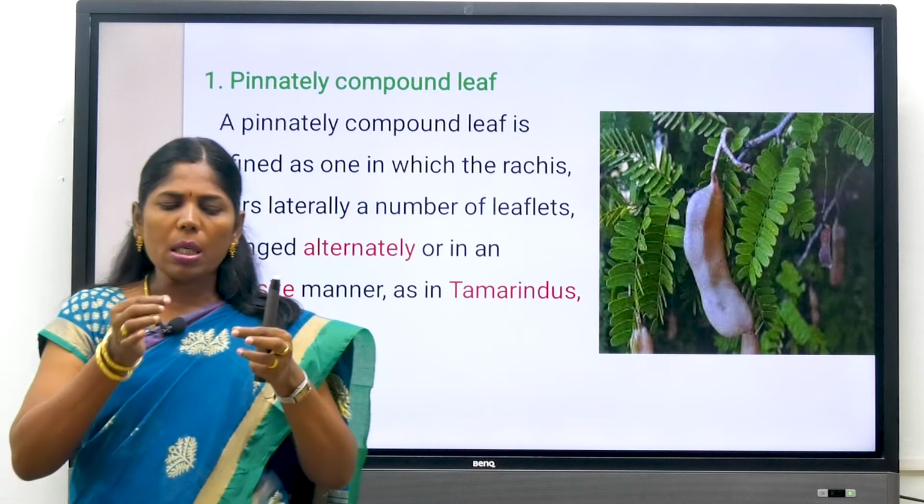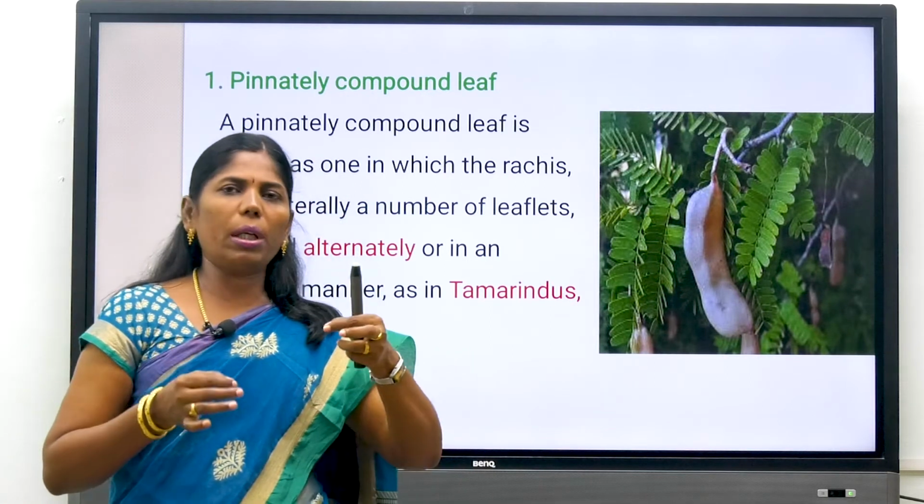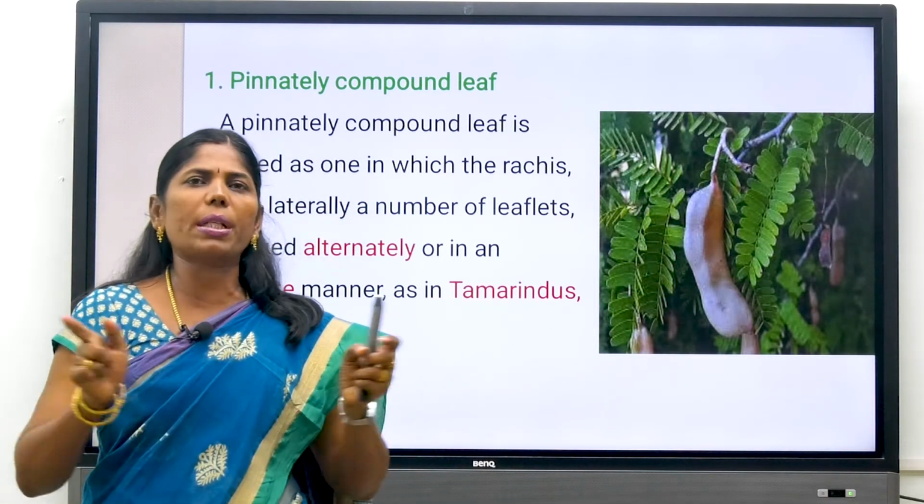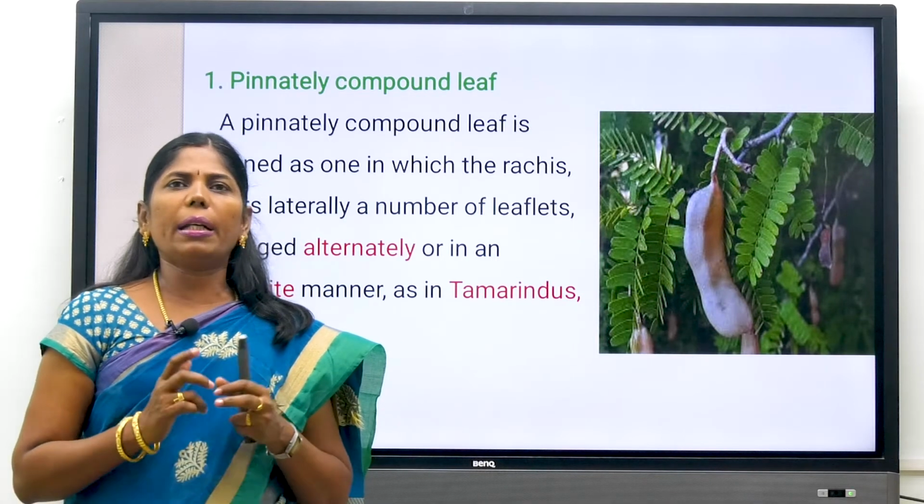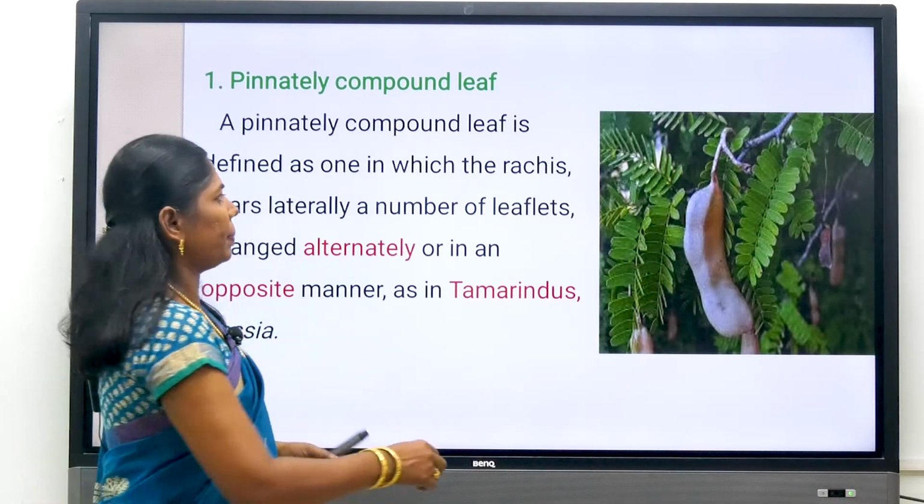How does it look? From one node one rachis arises, and from the second node another rachis. We cannot see opposite rachis; it is alternate in condition. Example, tamarindus.